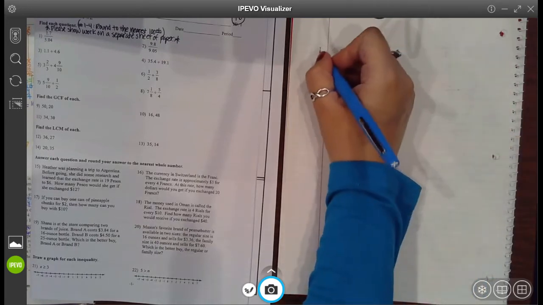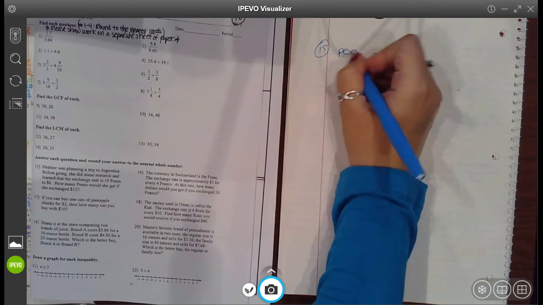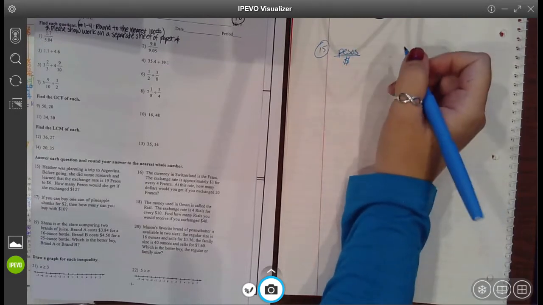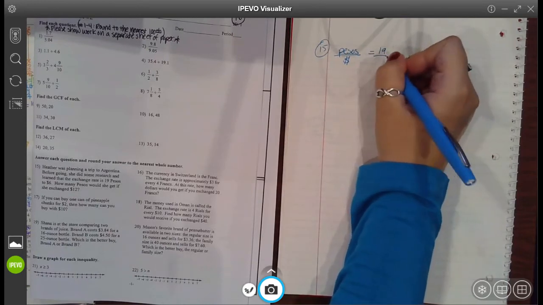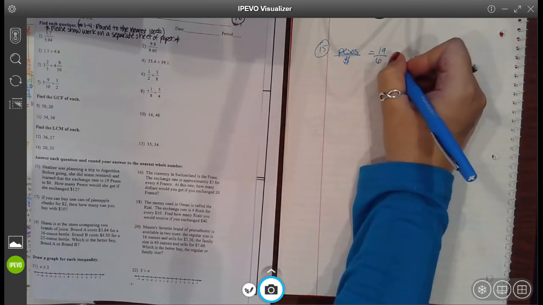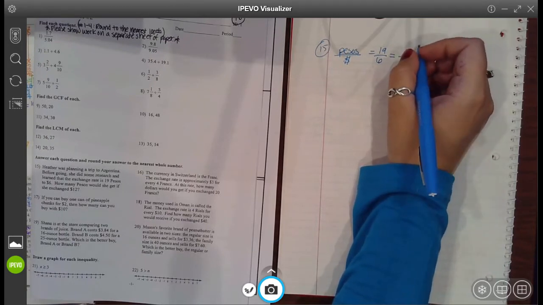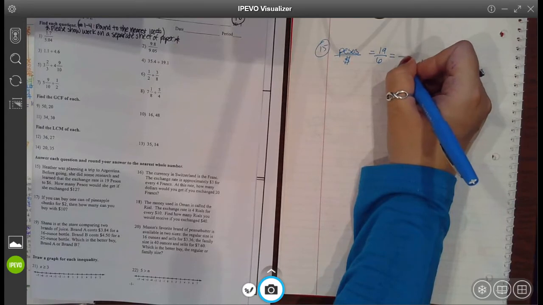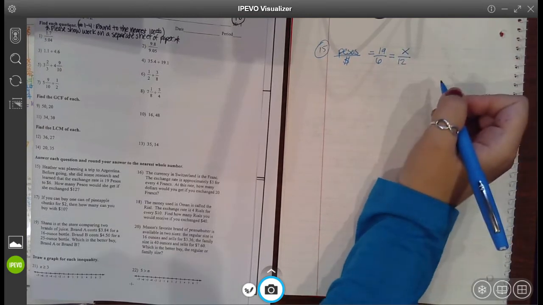So number 15 is talking about pesos and then our American dollars. And they say the exchange rate is 19 pesos equals 6 of our dollars. So then I want to know, if I give them $12, where should I put that? $12, I should put on the bottom, because that's where dollars are. How many pesos is that going to be?